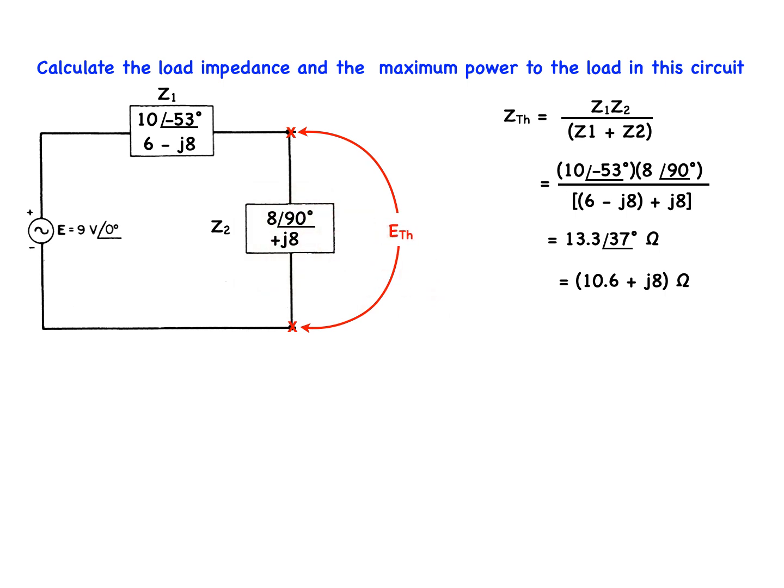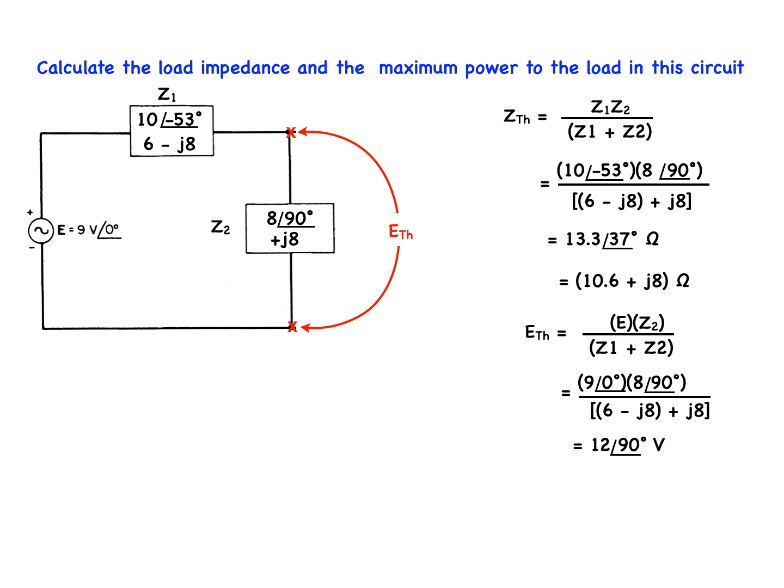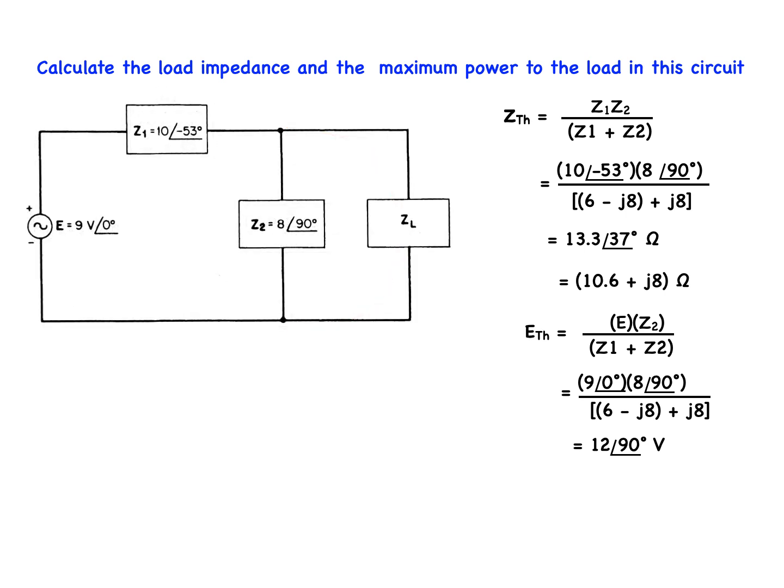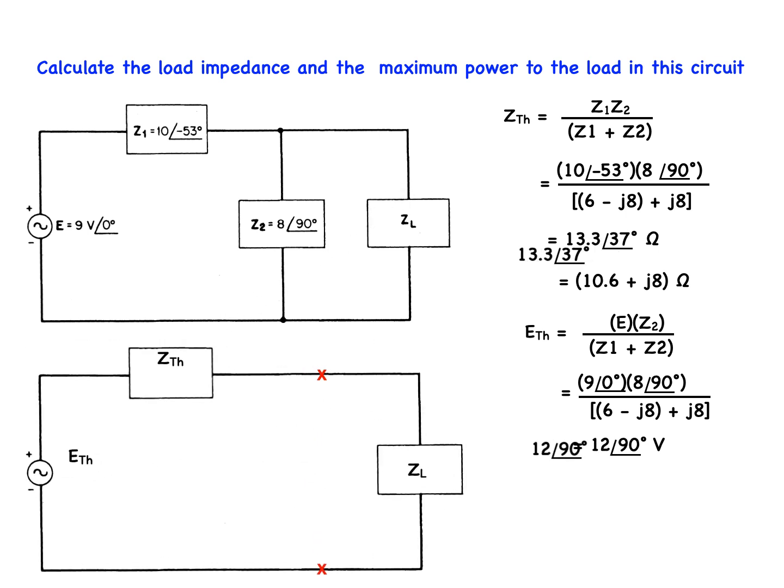connected. In this case, it's the voltage drop across Z2, which, using voltage division, gives us E times Z2 all over the quantity Z1 plus Z2. Plugging in our actual values, we get this. And ultimately, we end up with 12 volts at 90 degrees. Our Thevenin's circuit, which looks like this.